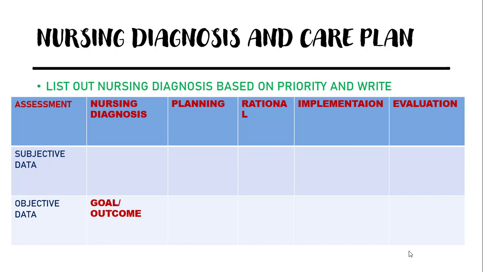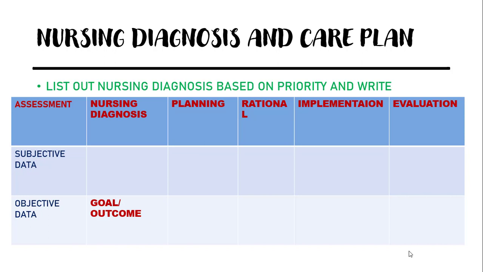After that, you can go to the last section of your nursing diagnosis, that is developing the nursing care plan. While developing the nursing care plan, I have already told you the steps of nursing care plan, that is assessment, nursing diagnosis, planning, rationale, implementation, and evaluation. So in this slide you can see how to make the columns. First column is assessment, second column is diagnosis, third column is planning, fourth column is rationale, fifth column is implementation, and sixth column is evaluation. So you have to make six columns.